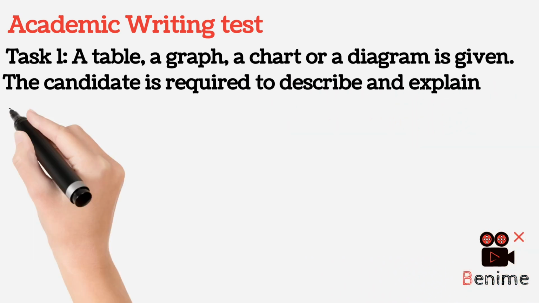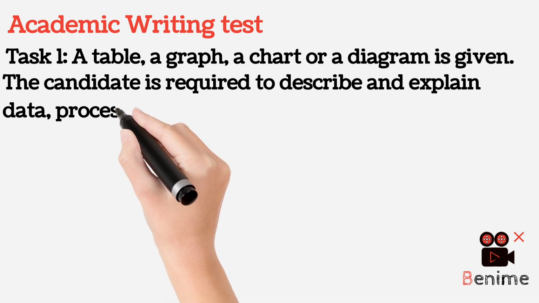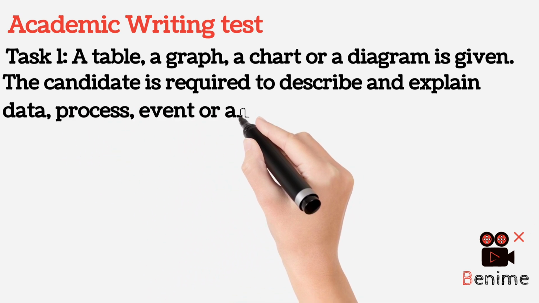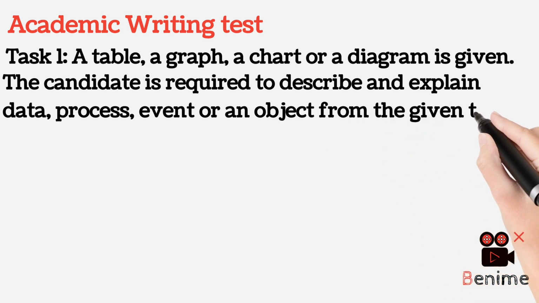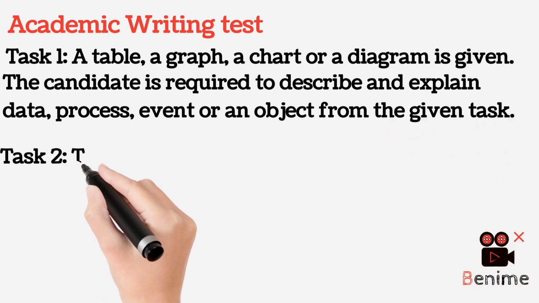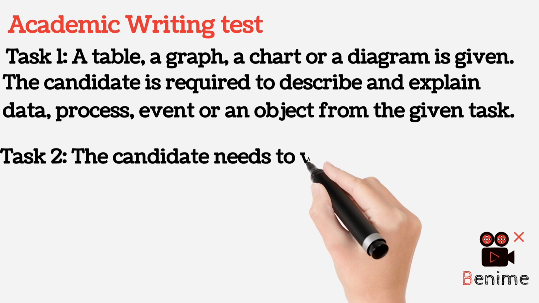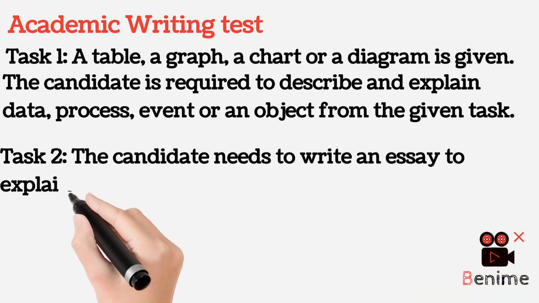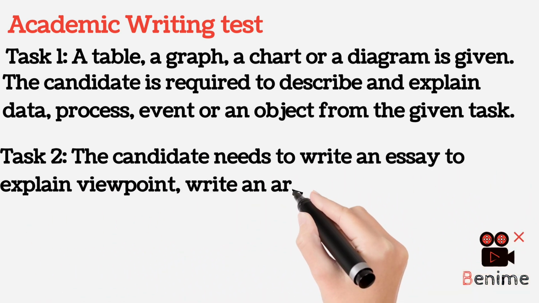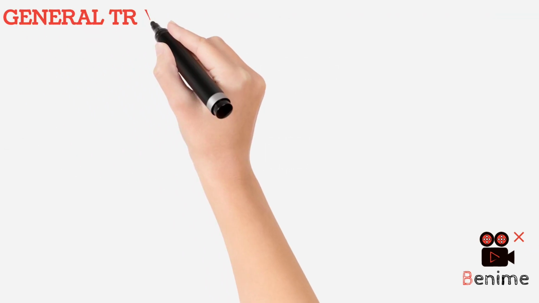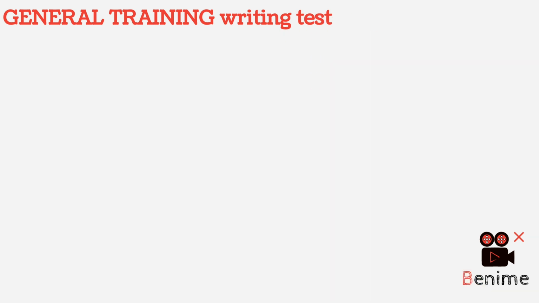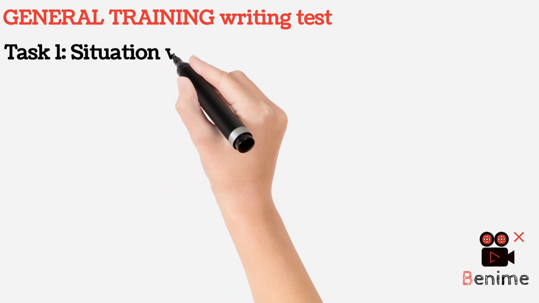Now, your academic writing test will have some different kind of information required from you. Now, your task 1 will be a table, maybe a graph, a chart, or a diagram is given, and the candidate is required to describe and explain some data, some process, event, or an object from the given task. Now, your task 2, the candidate needs to write an essay to explain your viewpoint or write an argument about.